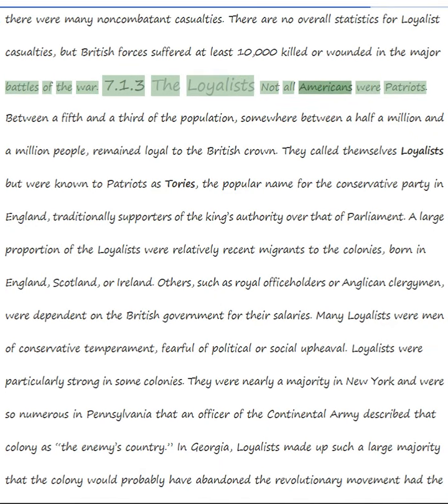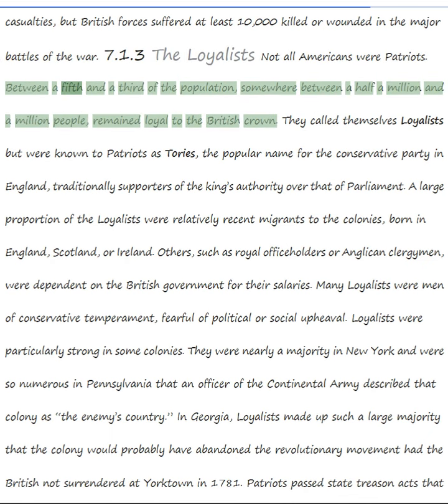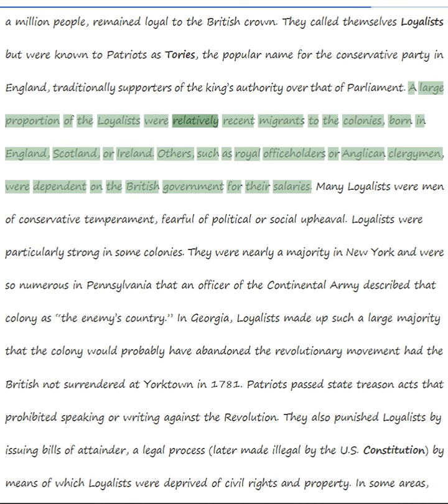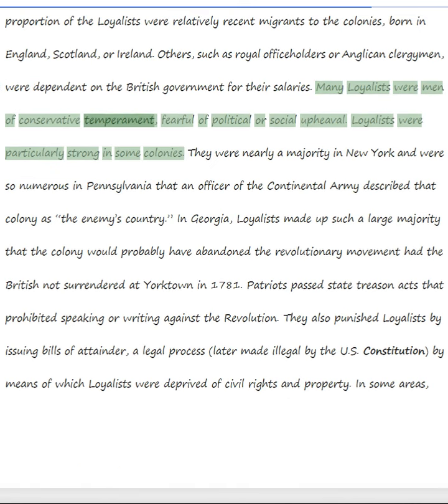7.1.3 The Loyalists. Not all Americans were patriots. Between a fifth and a third of the population, somewhere between 500,000 and 1 million people, remained loyal to the British Crown. They called themselves Loyalists but were known to patriots as Tories, the popular name for the Conservative Party in England, traditionally supporters of the King's authority over that of Parliament. A large proportion of the Loyalists were relatively recent migrants to the colonies, born in England, Scotland, or Ireland. Others, such as royal office holders or Anglican clergymen, were dependent on the British government for their salaries. Many Loyalists were men of conservative temperament, fearful of political or social upheaval.